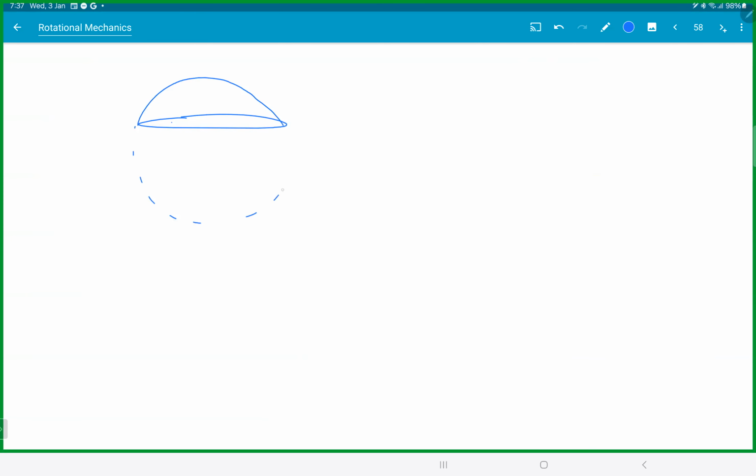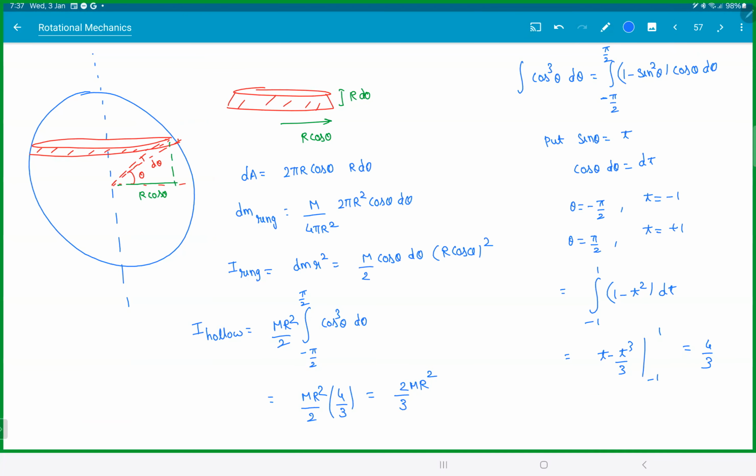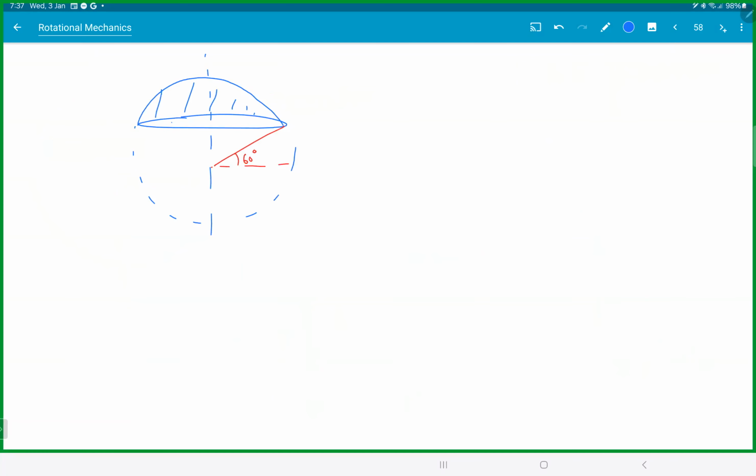not full sphere, part of the sphere, which is starting at 60 degrees. What will you do in this? You're getting, I want only moment of inertia for this part of the sphere, not full sphere. What will change? Theta will change. Limits will change, right? So limits will change from where to where? 60 to 90. Pi by 3 to pi by 2. Nothing else, but everything else is same.